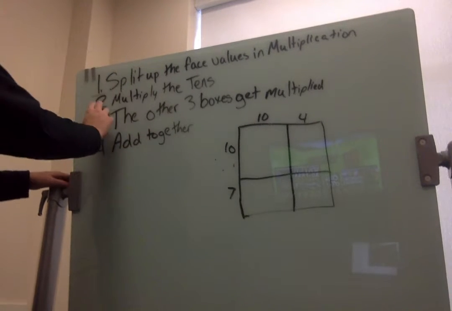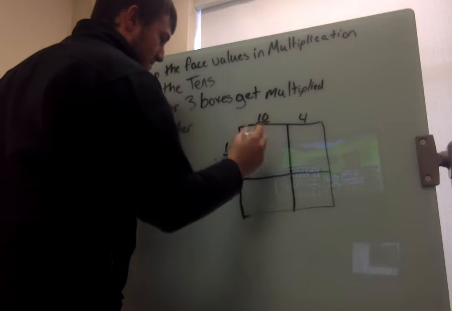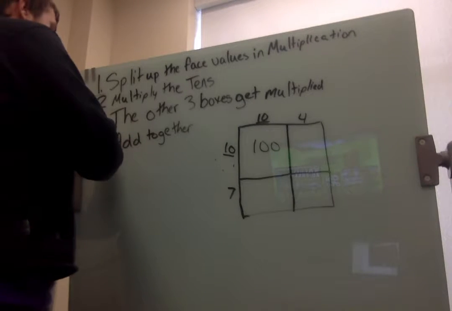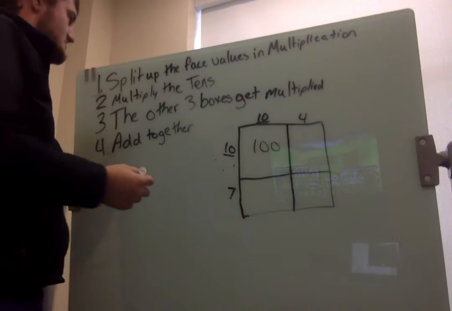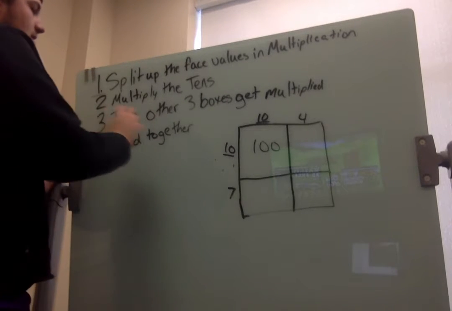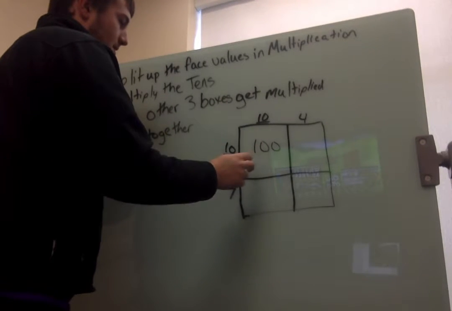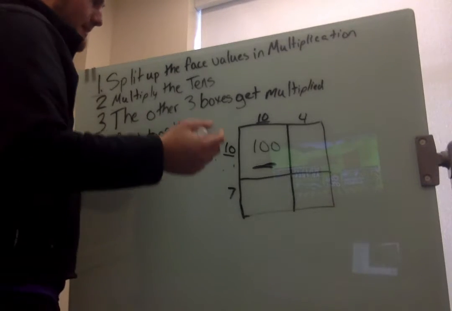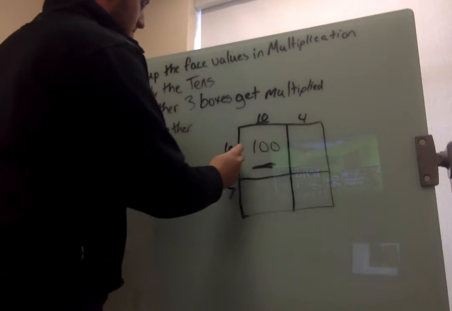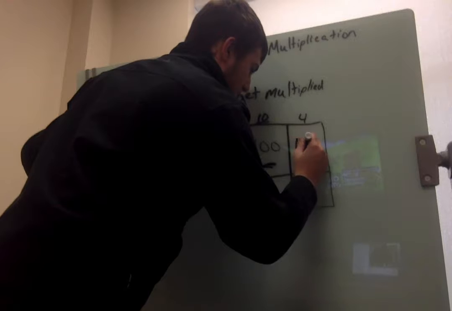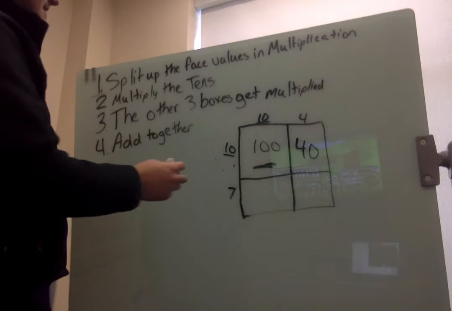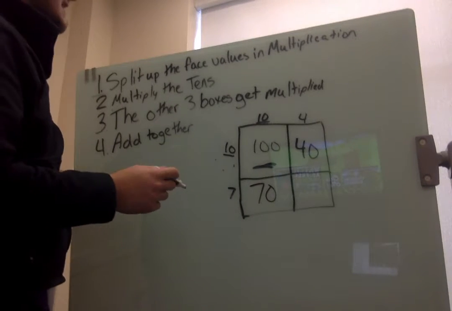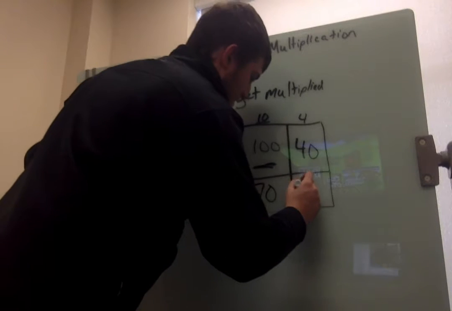And so now you want to multiply the 10, so you want to multiply this and this, which is 100 of course. So now you have 100, so you have that multiplied. And then the other 3 boxes get multiplied. So the first step is split them up. The second step is multiply the 10, so multiply this box right here, and then you want the other 3 boxes to get multiplied. So we'll do this one first. 10 times 4 is 40, and then 10 times 7 is 70, and then 4 times 7 is 28.